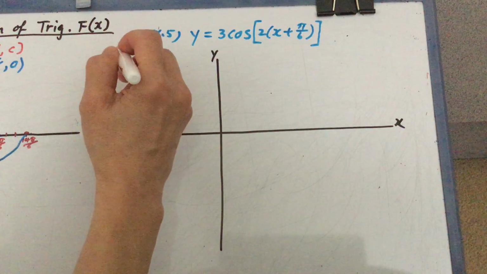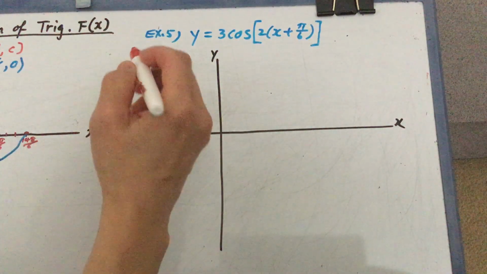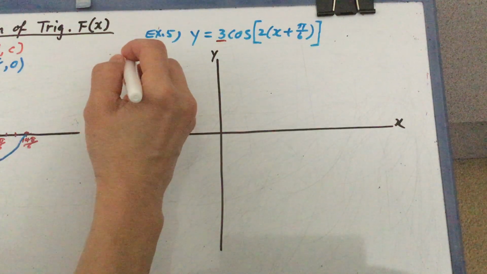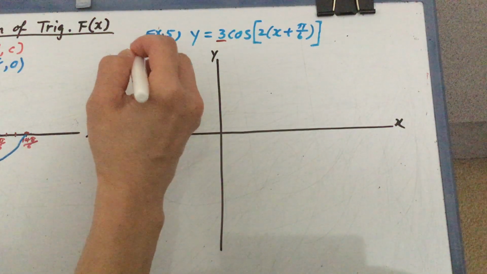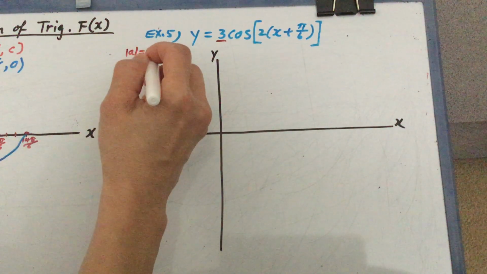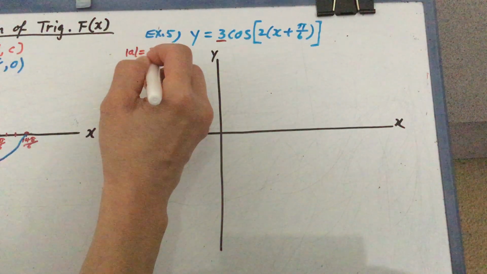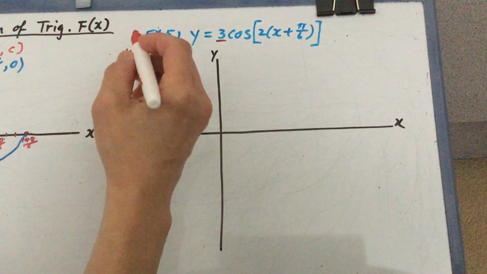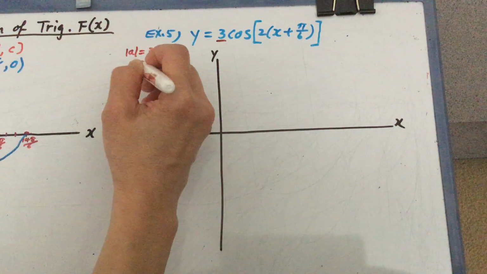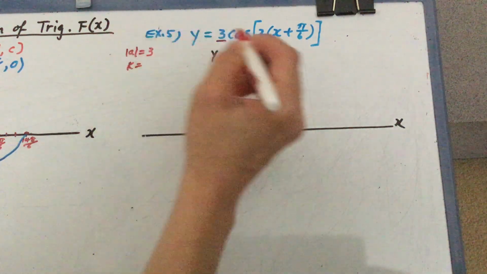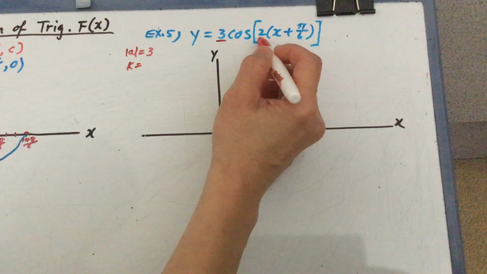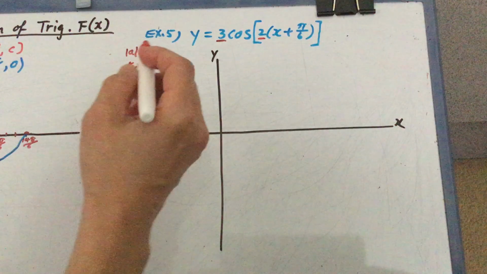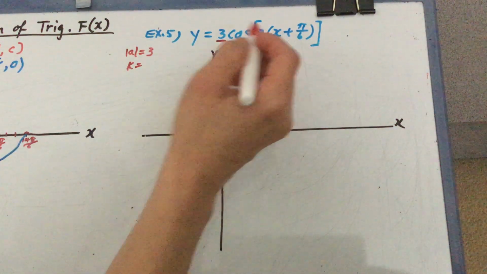Again, I'm going to make notes of the amplitude. So now I do see there is a number in front of the cosine, so the absolute value of A is going to be 3, okay? And the K value, do I see a K value now? Yes, I do see a K value after the cosine in front of the bracket, and make sure that the K value is always being factored out.